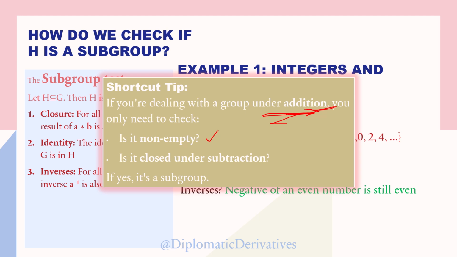Then we check if it's closed under subtraction. So we just check the closure property. Okay, we take two elements from the set and then we are going to subtract them, and if we get the answer within the set itself, therefore it's closed under subtraction. If these two properties are fine, it is a subgroup. There, you don't have to go to the next two properties. If these two things are checked, therefore the set given to us is a subgroup.